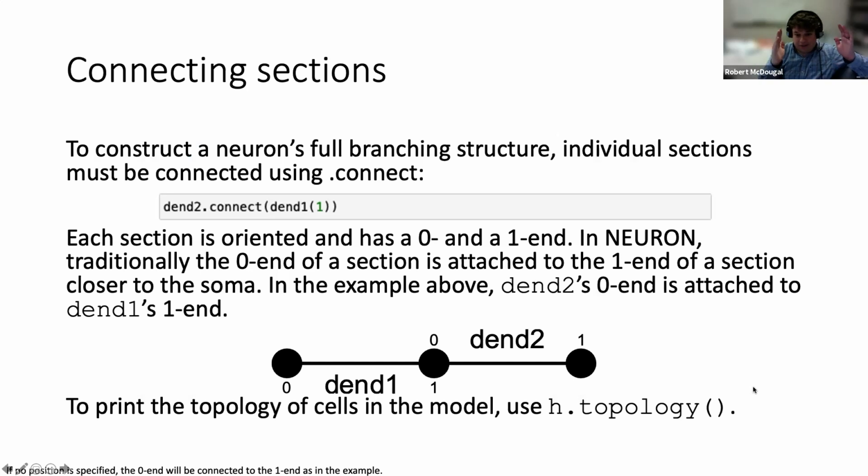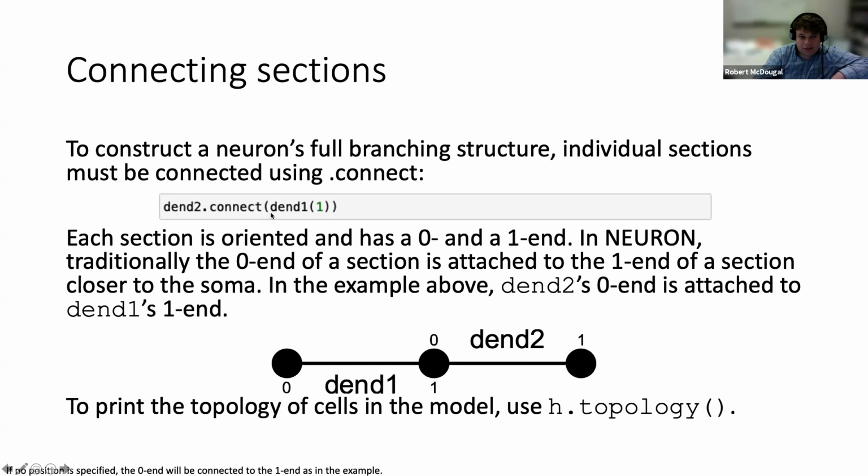All right. So I have a section. Well, presumably I have more than one section in my cell. If I want to connect them together, I use the connect method. What the connect method does is it's going to take den2 and stick it at a specific location that I specify. So the beginning of den2, the 0 location of den2, is going to be stuck somewhere.